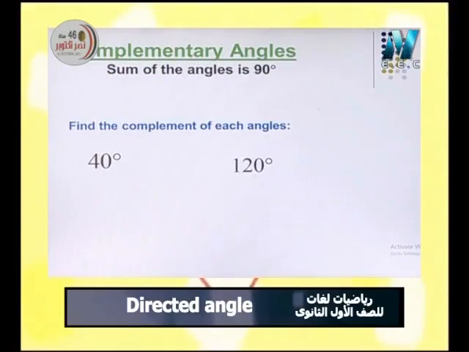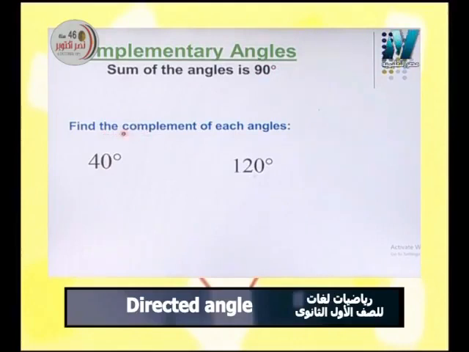What are complementary angles? We have complementary angles and supplementary angles. Let's go with complementary angles. They are two angles whose sum equals 90 degrees. Their sum equals 90 degrees. We have a question here.